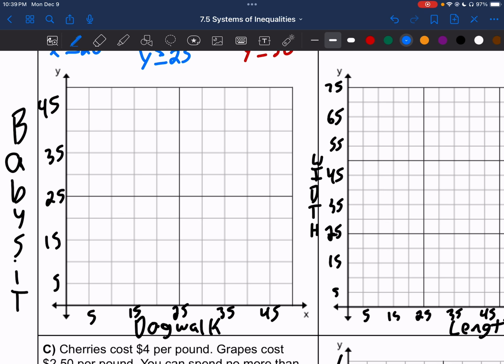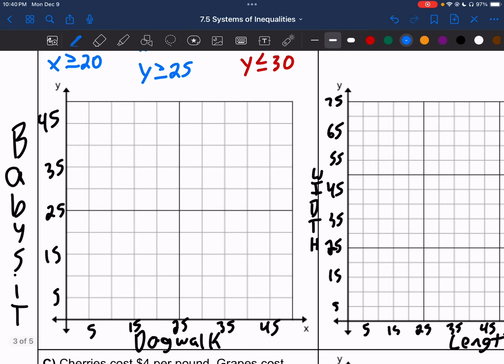So now let's graph our blue line first. We know that x has to be greater than or equal to 20, so we're going to put a point at 20 on the x-axis. And y has to be greater than or equal to 25, so we're going to put a point on the y-axis at 25, and we're going to draw a line between them. Do we need arrows at the end? Well, the answer is no, because that would put us into negative hours in one direction or the other. You can't have negative hours.